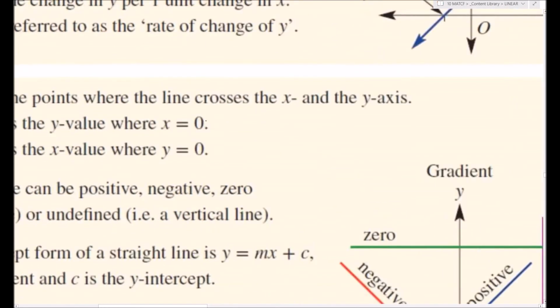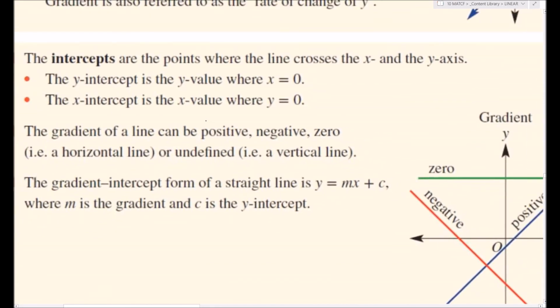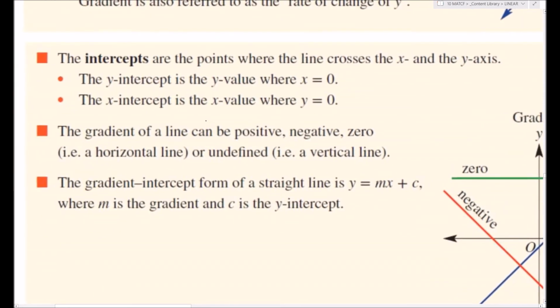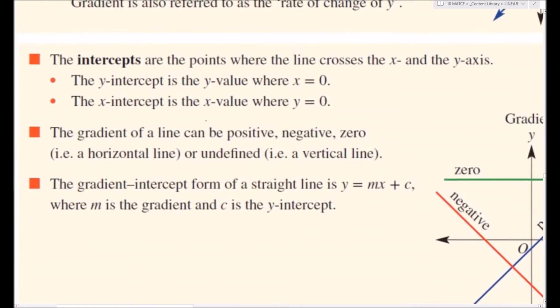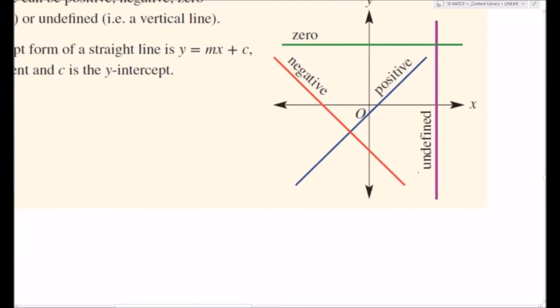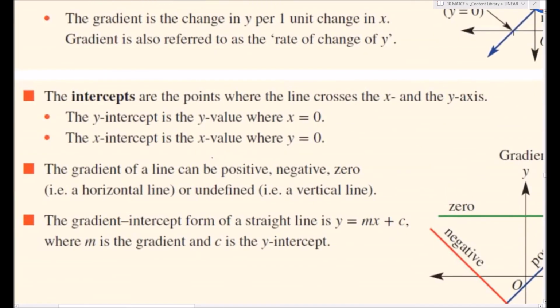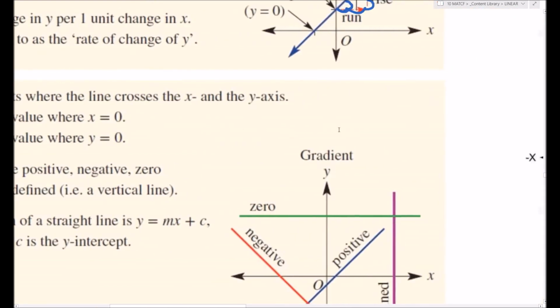Let's move on. Intercepts. Every graph where there are lines drawn is going to have an intercept. Think of an intercept as where the line of the rule actually hits the x-axis or the y-axis. In this case, intercepts are the points where the line crosses x and y. The y-intercept is the value of y where x is 0.